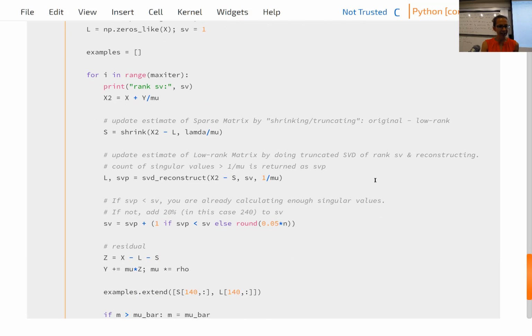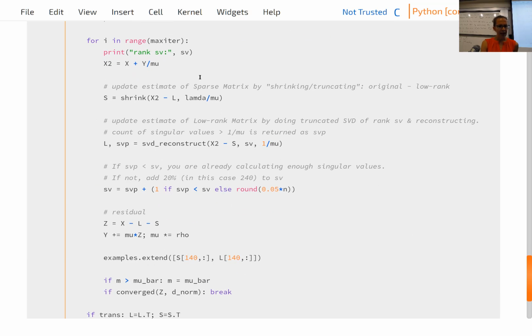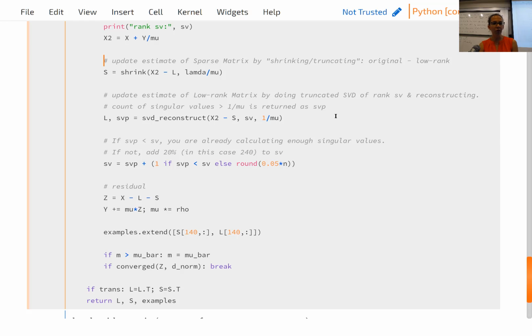The heart of it is this for loop. I picked off a few key things and added comments, and this has been updated on GitHub. We're updating our estimate of the sparse matrix by shrinking / truncating the original minus the low rank. Remember, we're going for original equals low rank plus sparse, so whenever we do original minus low rank, that should be sparse. Then we update our estimate of the low rank matrix by doing the truncated SVD and reconstructing it.